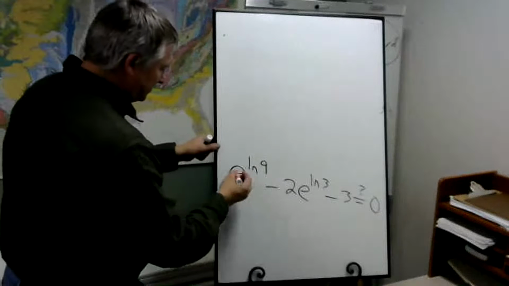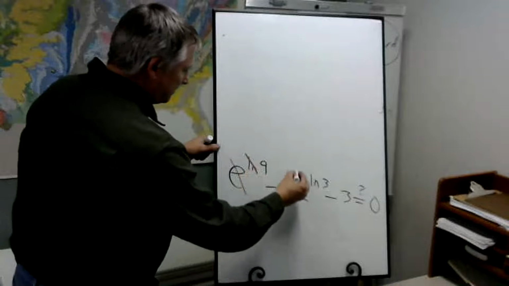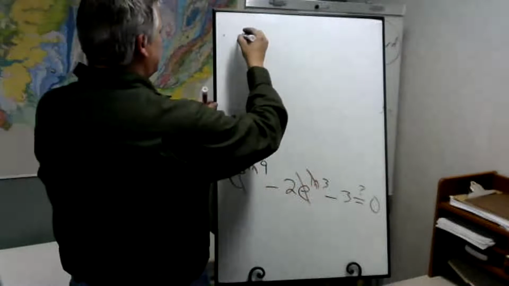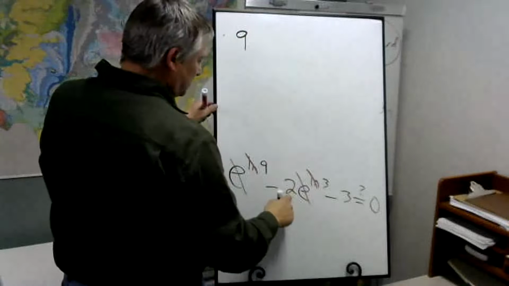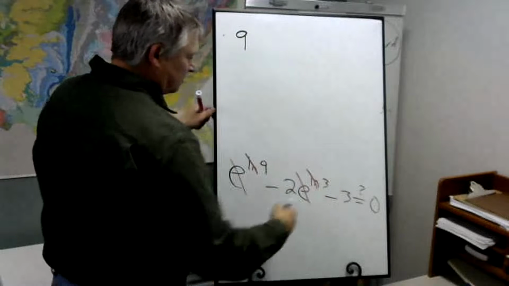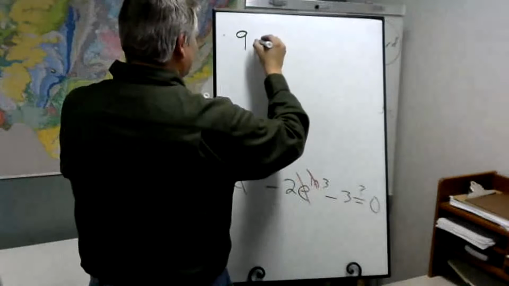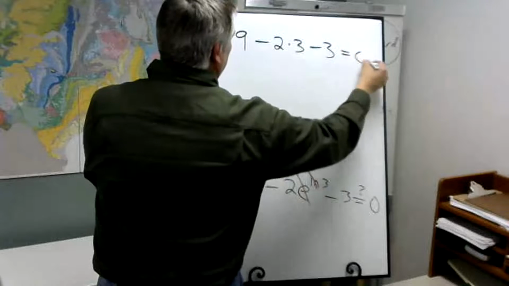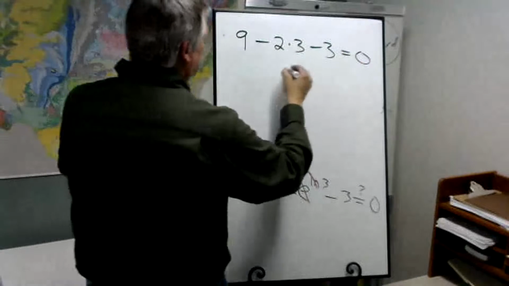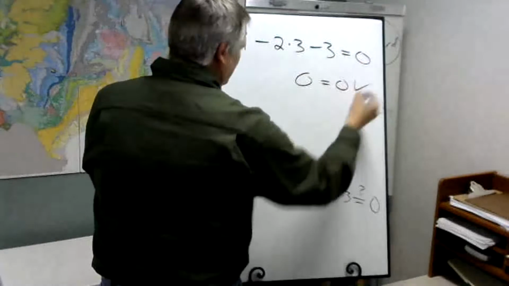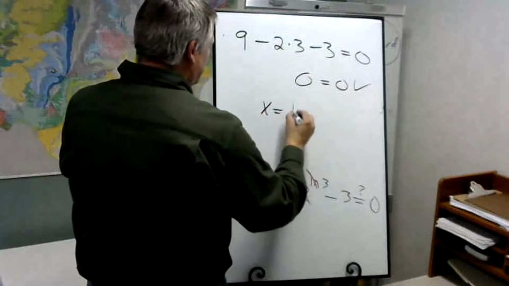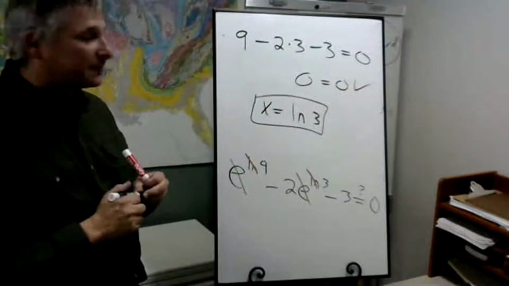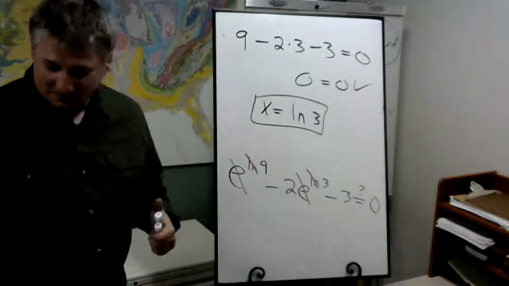So we're going to have some cancellation. e to the natural log, e to the natural log, those go away. And so what we're left with is 9. This was 2 times whatever this is. Well, this is now just 3. Minus 3 equals 0. And this is going to be 0. So sure enough, x equals natural log 3, that is going to work. All right.